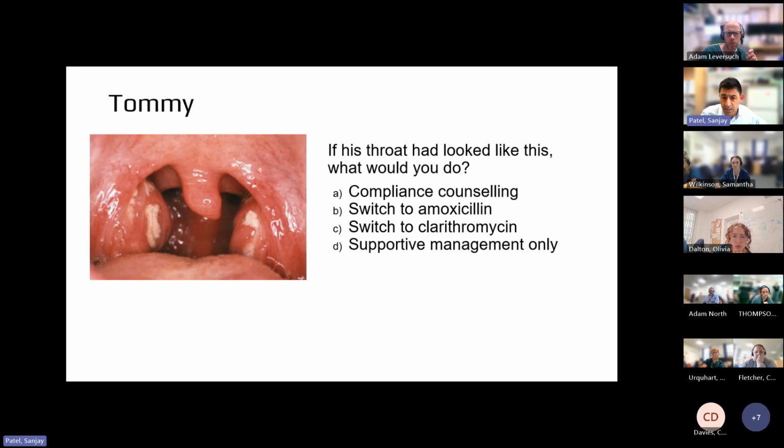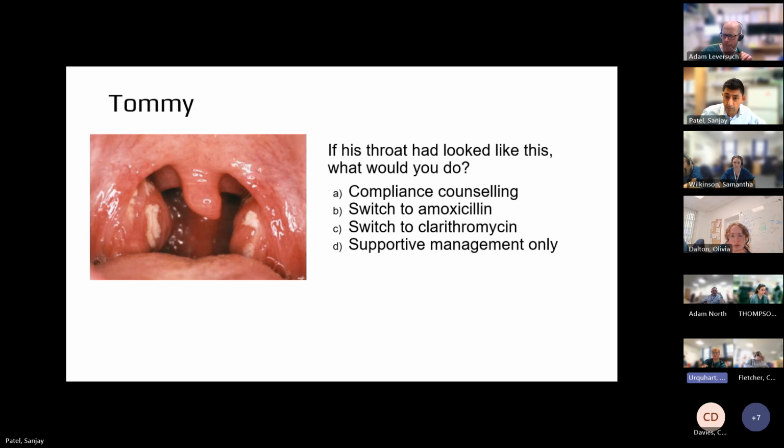This is a bacterial tonsillitis. This is likely to be group A strep. Obviously, you give fever and pain relief. Would you just continue penicillin V? Would you try compliance counselling? Really say just go for it, you've got to get it into your child. Would you switch to amoxicillin? Would you switch them to clarithromycin, or would you actually just say you've had enough antibiotics, your body will do the rest? Nick, what are people thinking?